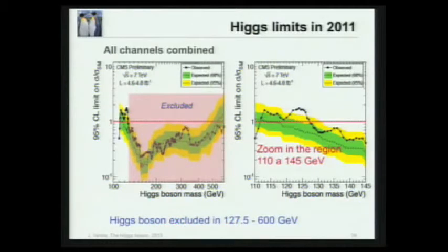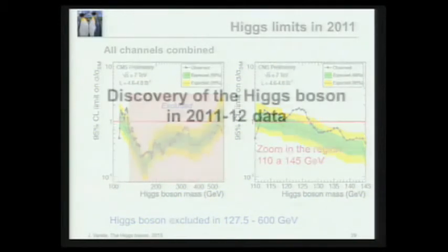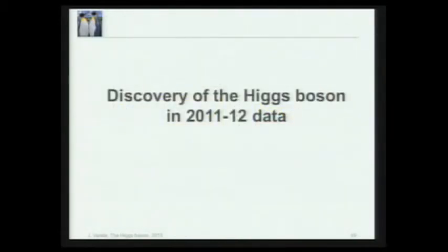So this was kind of disappointing because we have excluded almost all of the region. But there was this excess here. So this is the expected limit, what I expect if there is no X. But the measurements were giving this slight excess here. And so in December 2011, we came to the media saying, well, we have seen maybe a hint of the X particle. And we moved to take data in 2012.